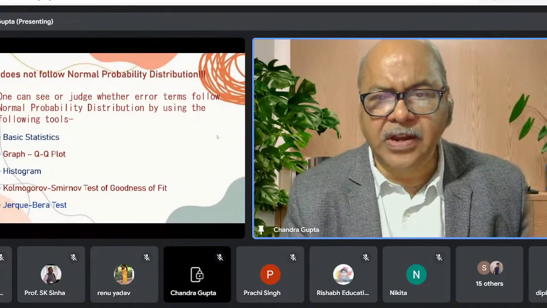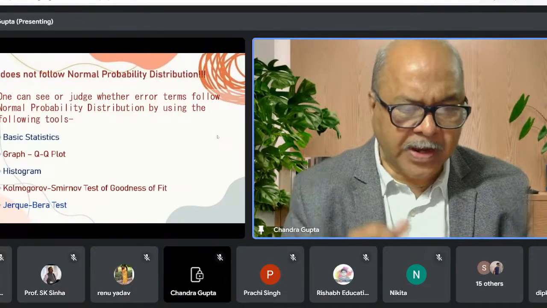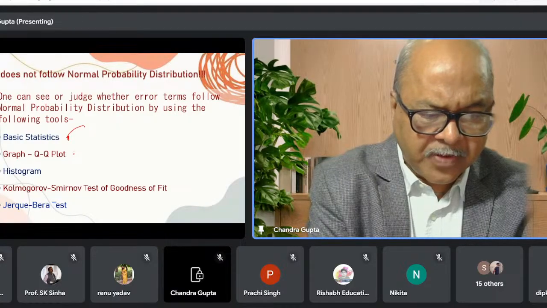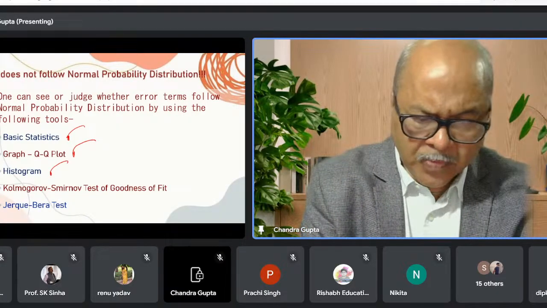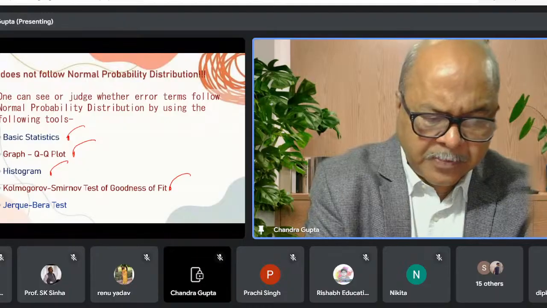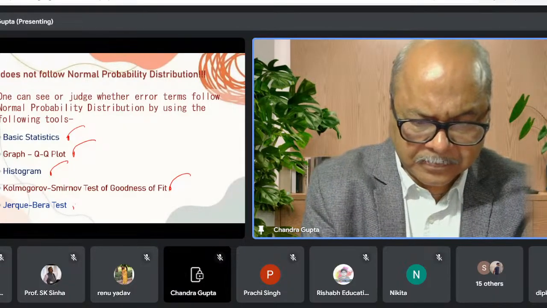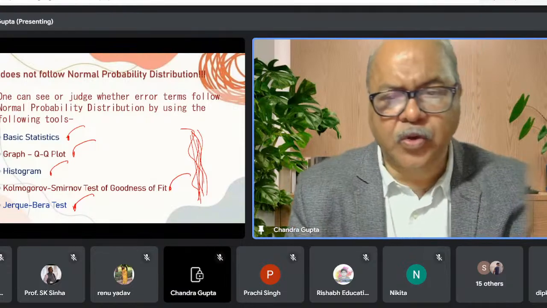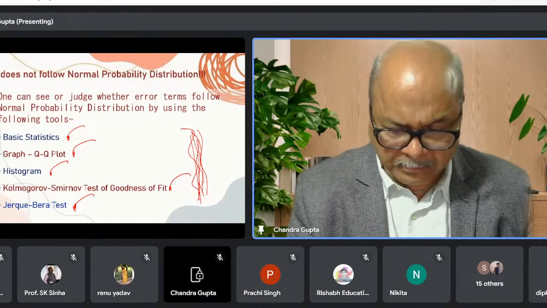We can get an idea about normality by looking at the basic statistics. We can make a QQ graph, a histogram, the KS test, and the Jarque-Bera test. And we have seen how we do it in Gretl.